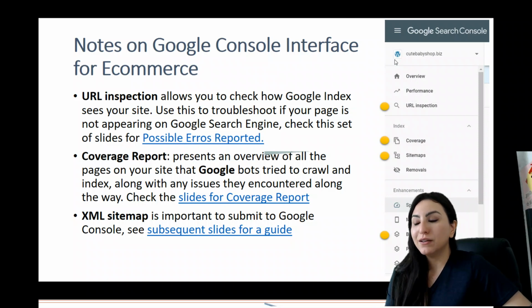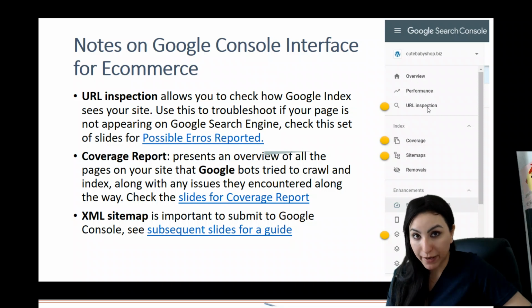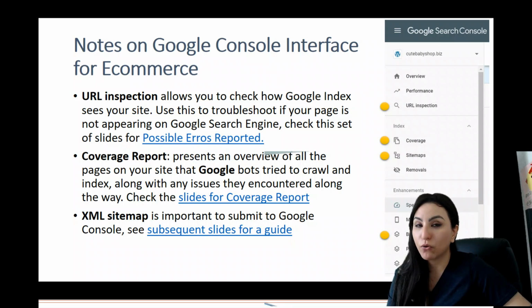The side menu of Google Console shows your business name. This is, I think, before I even added a logo to my site. There is an overview, performance report, and URL inspection. This URL inspection is very important. Then we have the coverage report, sitemaps and removals, then speed, mobile usability, sorry, and breadcrumbs, products, site links and all that. Let's take a look. URL inspection is very important.